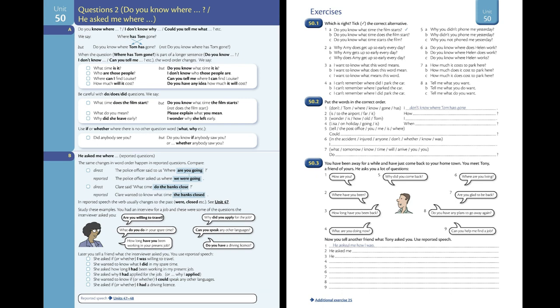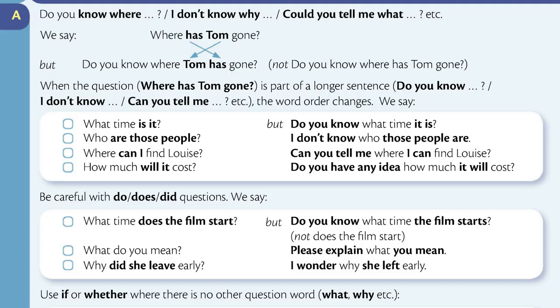Unit 50. Questions 2. Do you know where? He asked me where. Section A. Do you know where? Or I don't know why. Or could you tell me what? Etc. We say, Where has Tom gone? But Do you know where Tom has gone? Not do you know where has Tom gone?